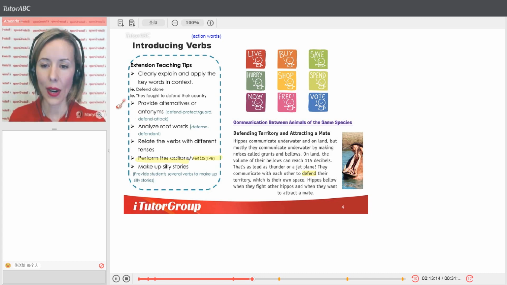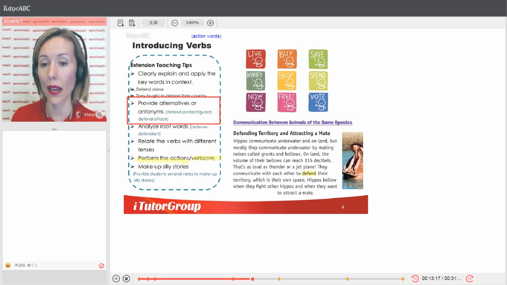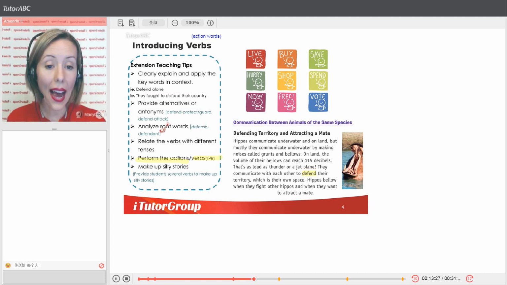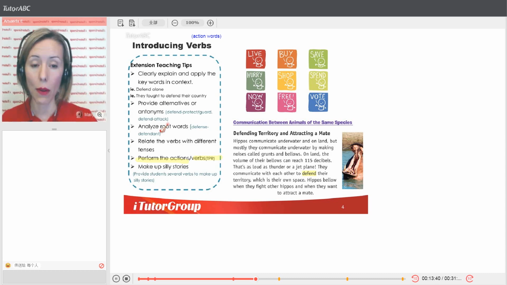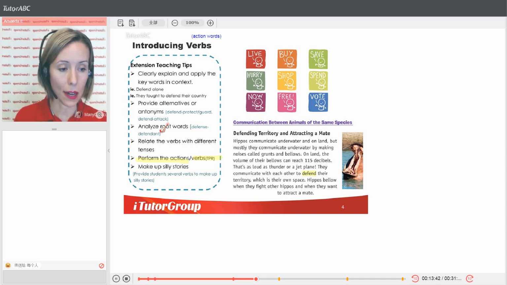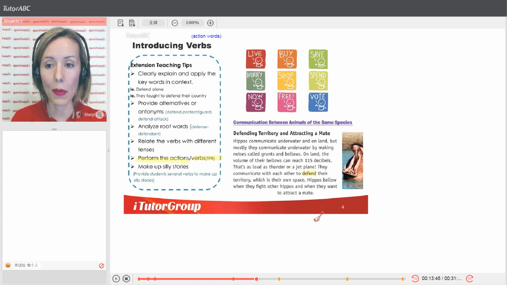All right, another great way to explain what a verb means is to give alternatives or antonyms. So if it's a word like defend, we might say protect, guard, attack, and that might help them to understand what it means. Of course, we can also put in a real definition there, put it in your notes so that they can have that reference later when they download their notes again. You might say defend means to resist an attack and protect yourself.